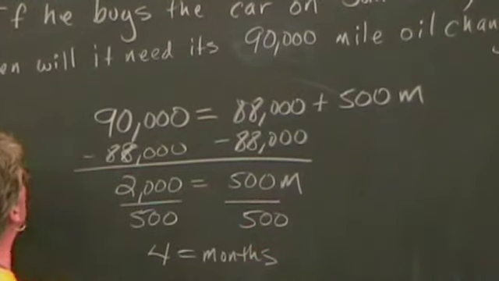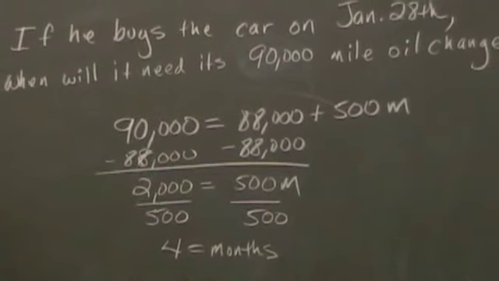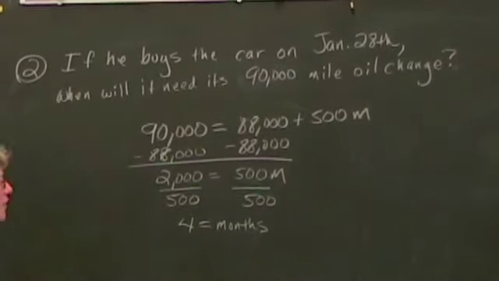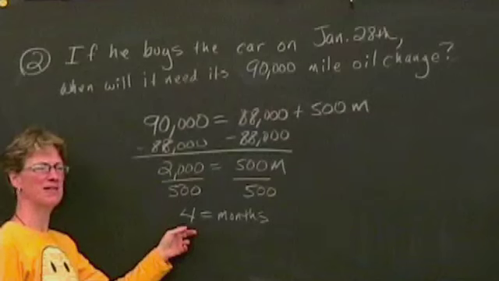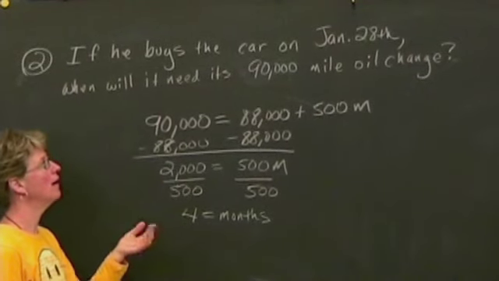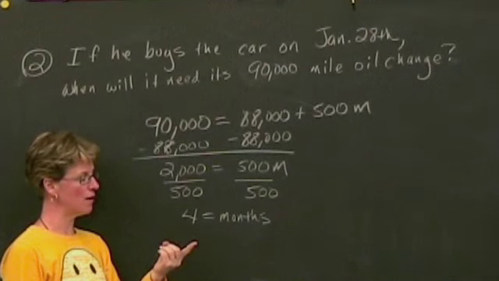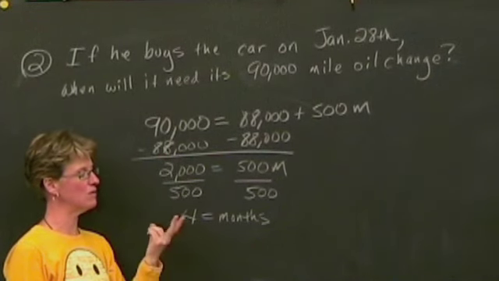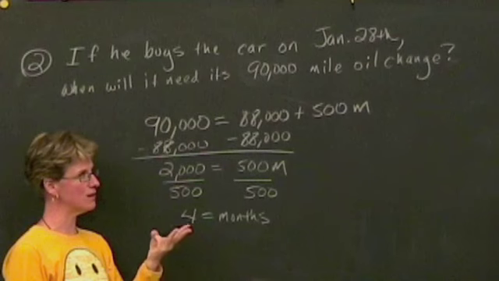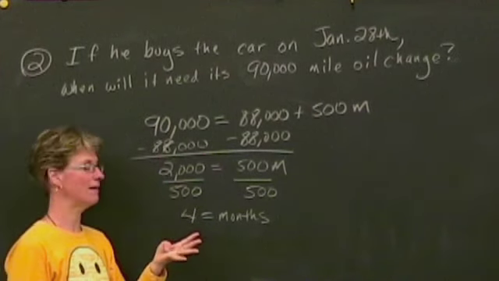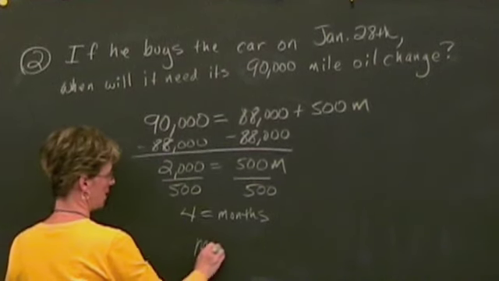Okay, but the question is, when will he need the 90,000 mile oil change? So you can't say 4 months, that doesn't make sense. You've got to tell him when. All right, you bought it on January 28th. Okay, so February 28th is 1 month, March 28th is 2 months, April 28th is 3 months, May 28th. So the answer is May 28th.